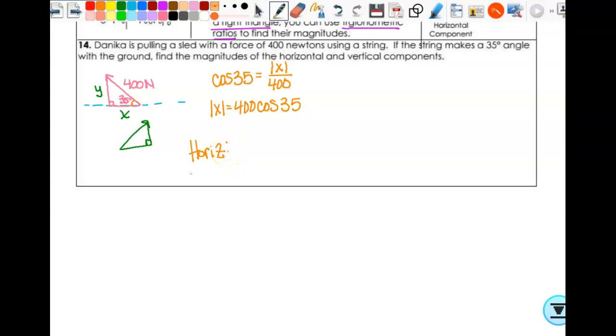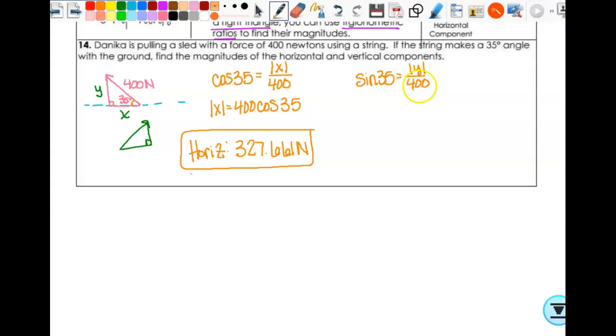When you type that in, you get 327.661 newtons. Okay? Let's find my vertical component. That's y. That's the opposite side. So what uses opposite and hypotenuse? Sine. So the sine of 35 is equal to the absolute value of y over 400. So that's equal to 400 times the sine of 35.